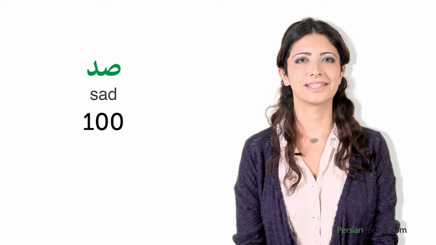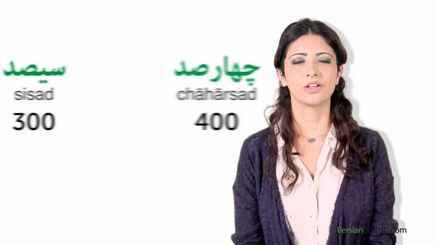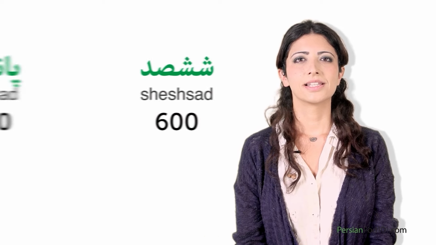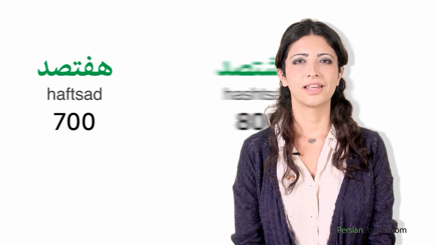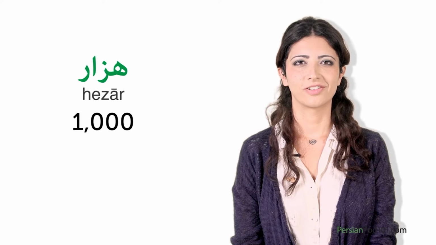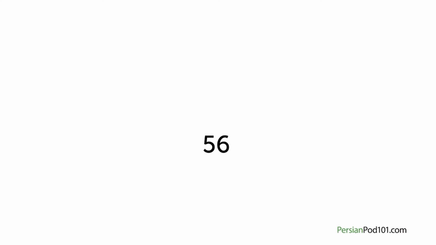Now, I'll give you the hundreds. 100, sat. 200, divist. 300, sisad. 400, charsad. 500, punsad. 600, shishsad. 700, hafsad. 800, hashsad. 900, nohsad. 1,000, hezar. If you remember the numbers in our past lessons, you might see the similarities and also their connection with the number sad. Here again, making a number is really easy.